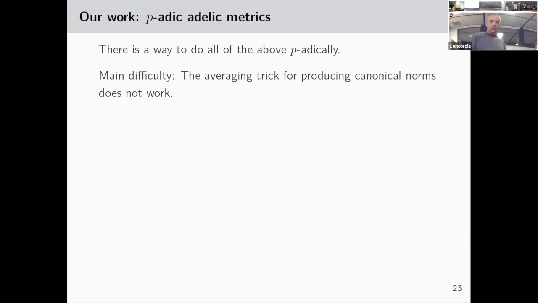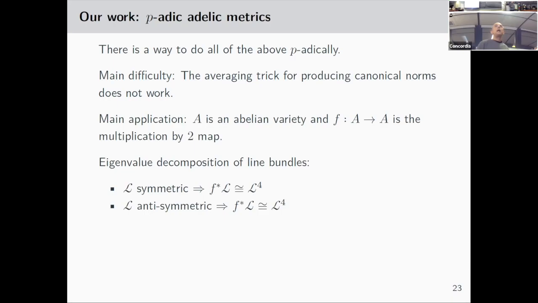But people in my lecture yesterday can attest: after some technicalities, the whole idea actually becomes extremely simple. So there's a way to do the whole thing p-adically. And the main difficulty is that this averaging trick that I pointed out doesn't work p-adically somehow. So you have to use a completely different technique, but there is, as it turns out, a technique to do this. And our main application at the moment is to take an abelian variety, and you take the map which is multiplication by 2. And then line bundles on abelian varieties have a sort of eigenvalue decomposition.